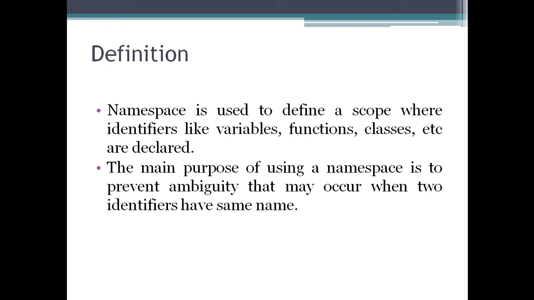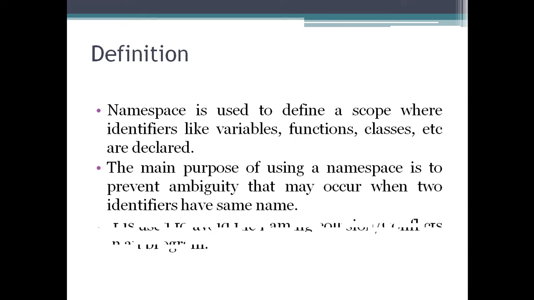And the main purpose of using a namespace is to avoid or prevent an ambiguity, or we can call it a complexity, that may occur when two identifiers have the same name. So one of the main purposes of the namespace is to prevent or avoid the collision that may occur when two identifiers have the same name. And again, it is used to avoid naming collisions or conflicts in a program.